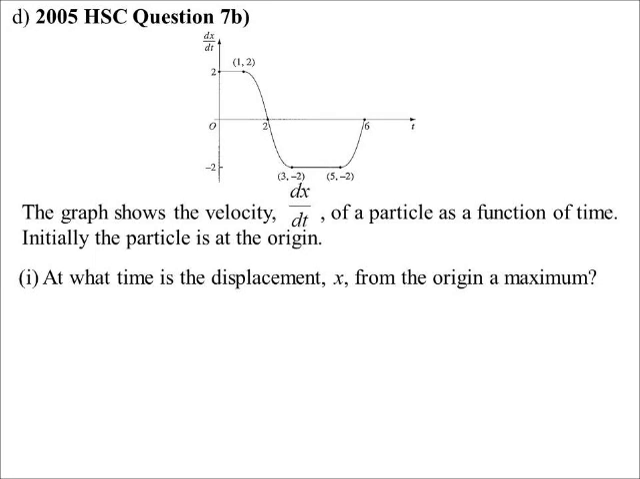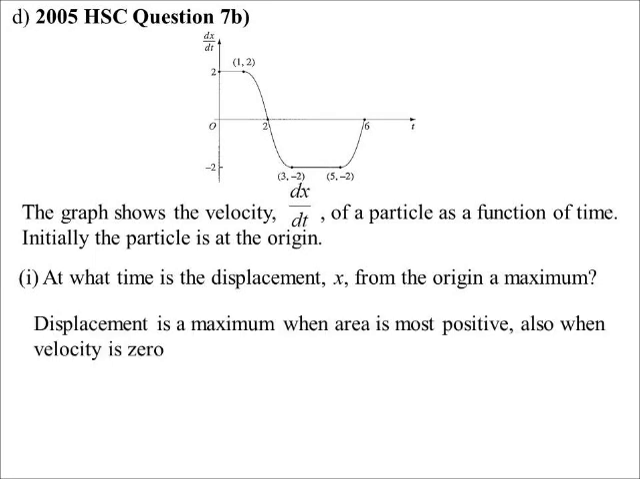Displacement a maximum. So again, we've got to be thinking to ourselves, right, displacement will be a maximum when the area is at most positive. Also, when velocity is 0. So I can think of either of those two ideas. Well, we've got a couple of times velocity is equal to 0. Which one's going to give us maximum? Well, t equals 2, because I'm thinking in their context, area most positive is the one up top there.